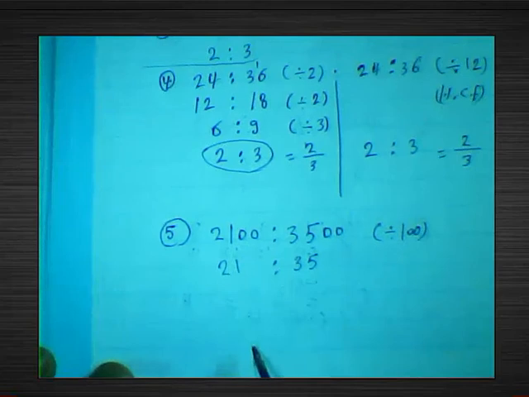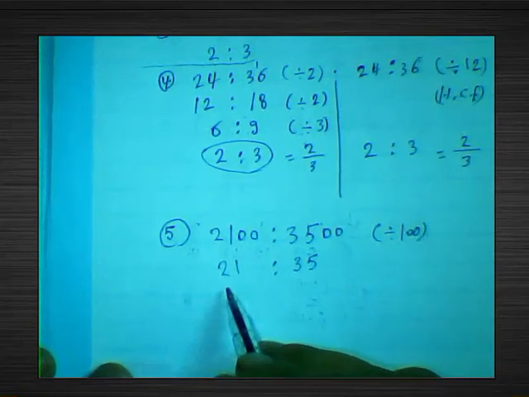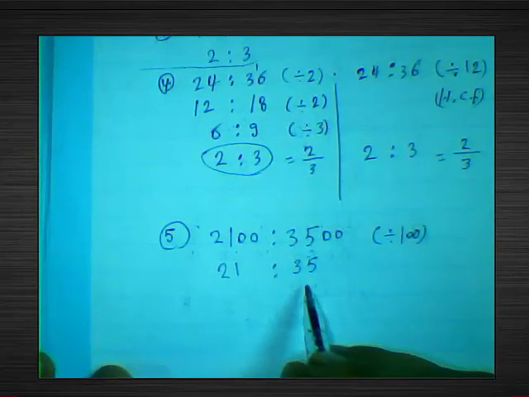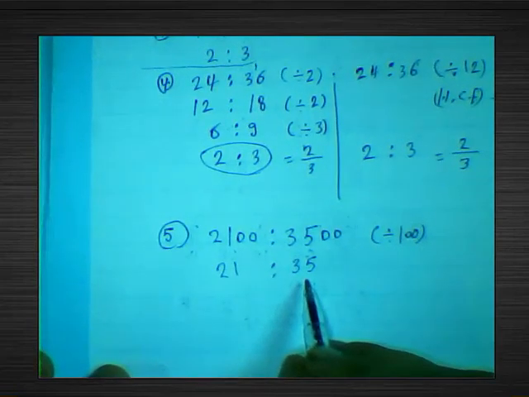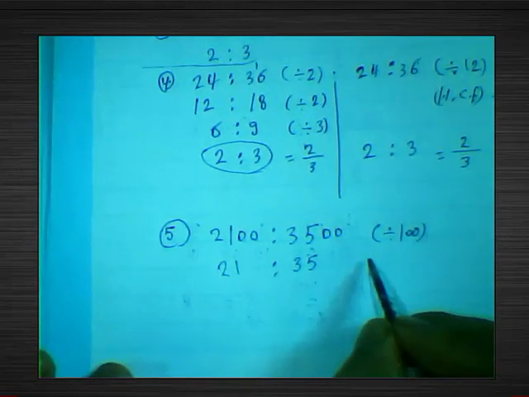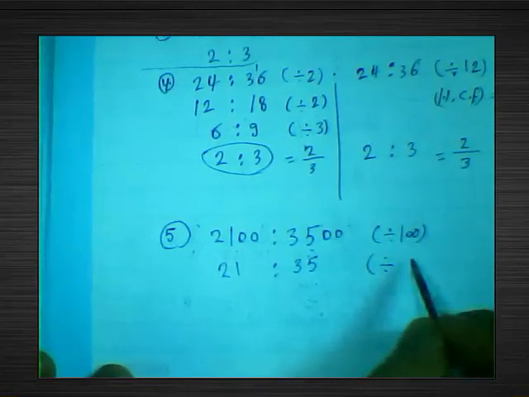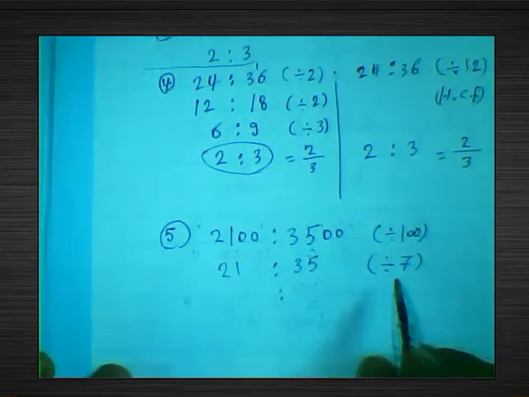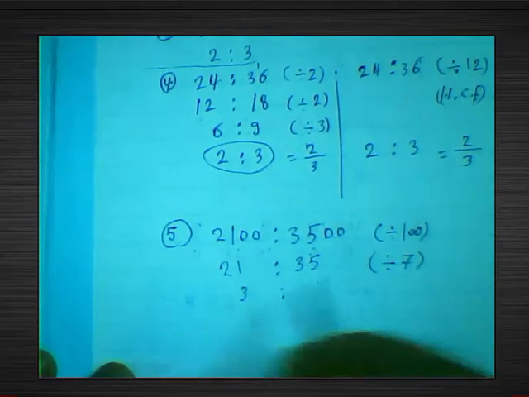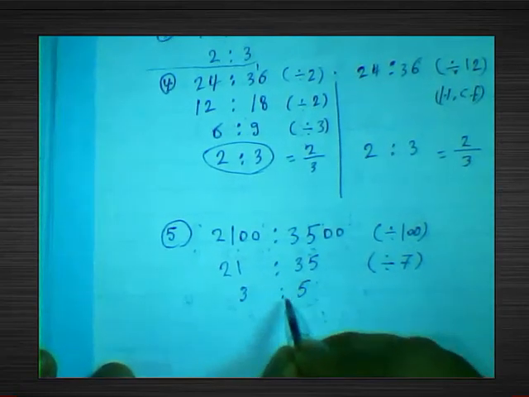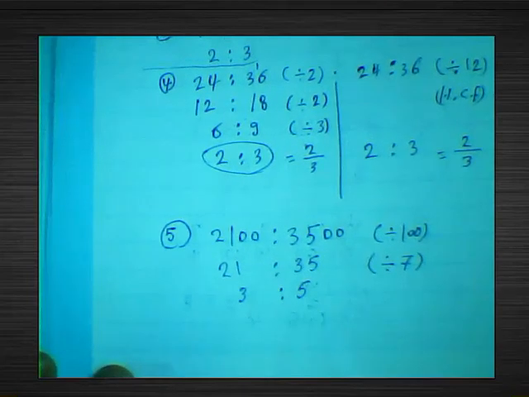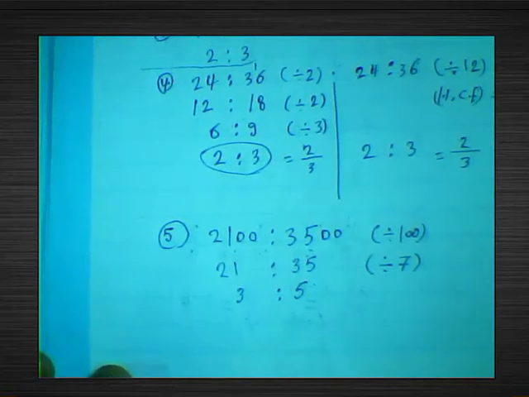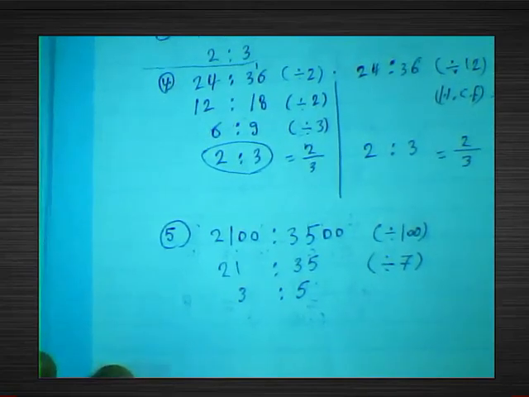Who can solve it? Look, 21 equals 3 times 7, and 35 equals 7 times 5. So the highest common factor between 21 and 35 is 7. So we can find the result by dividing: 21 divided by 7 equals 3, and 35 divided by 7 equals 5. So we can write 3 to 5. It's the simplest form.